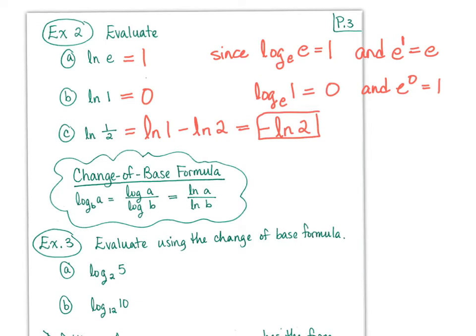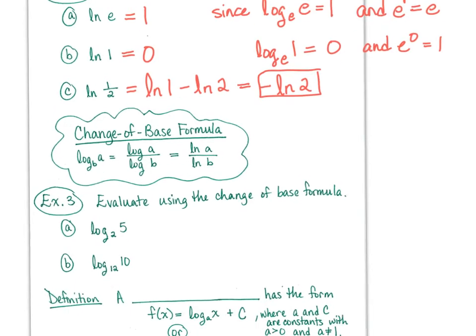Okay? The change of base formula says the following. The log of A base B is equal to the log of A divided by the log of B. Notice that this is the common log because there's no base written, so it's an implied 10. Or we can write that as the natural log of A divided by the natural log of B. Now, the change of base formula is useful because if you're trying to enter logarithms into your calculator and you do not have a specific base, you can easily change the base using one of these. Okay, so let's look at some examples.